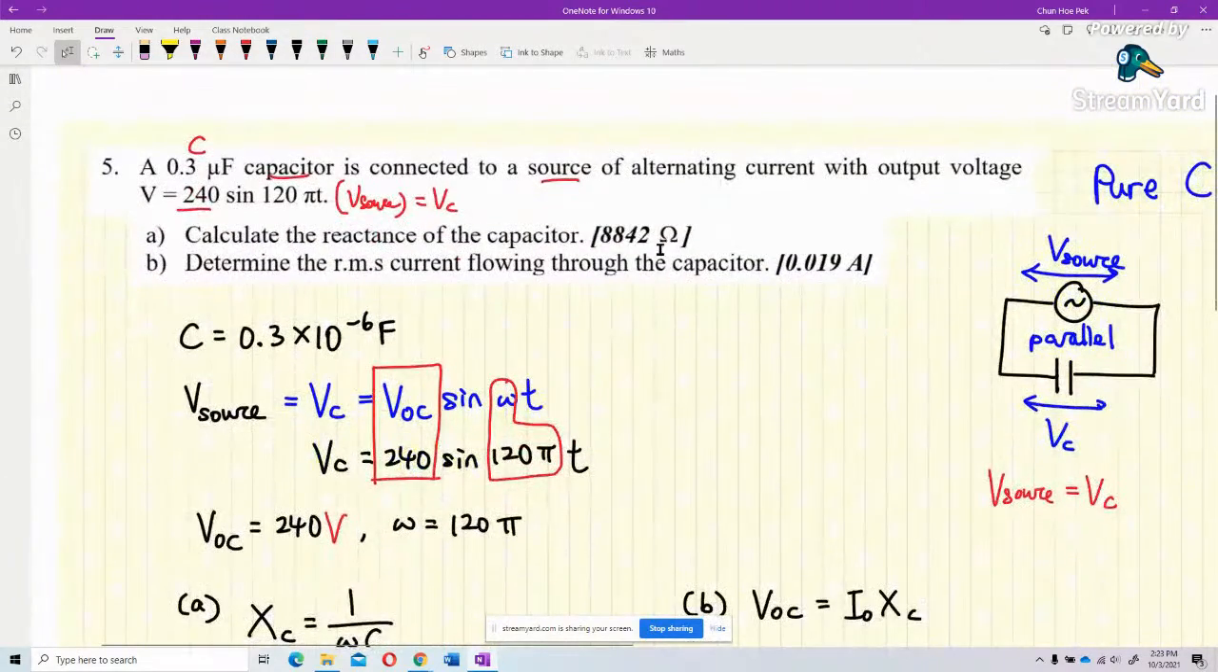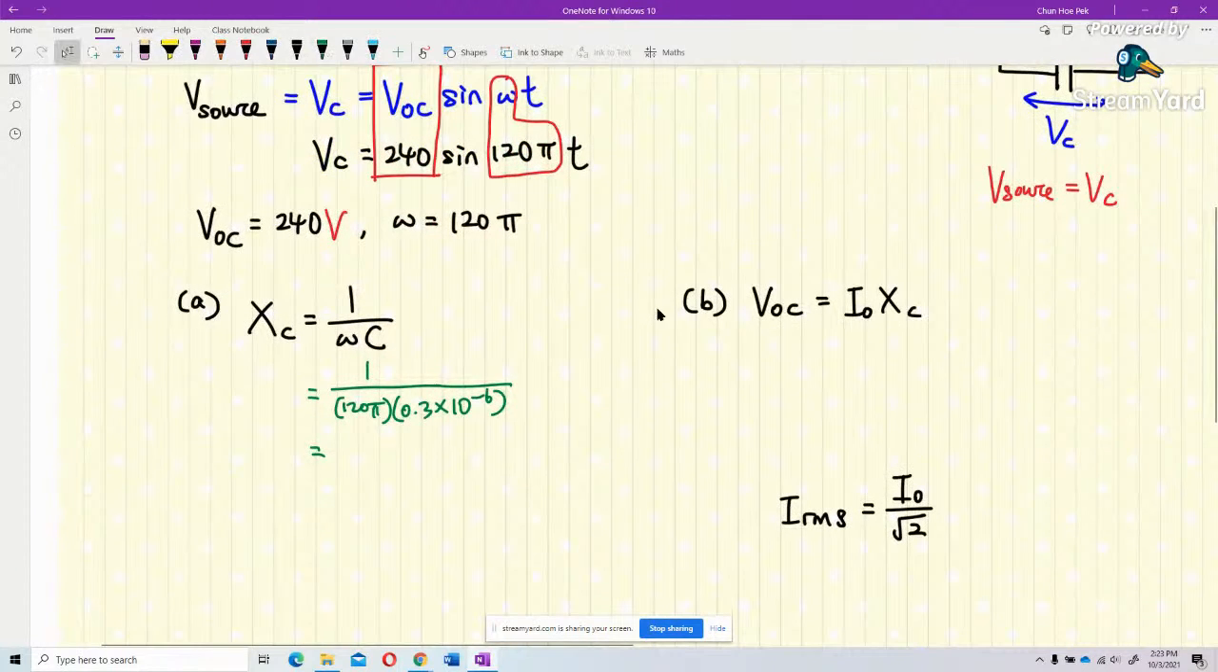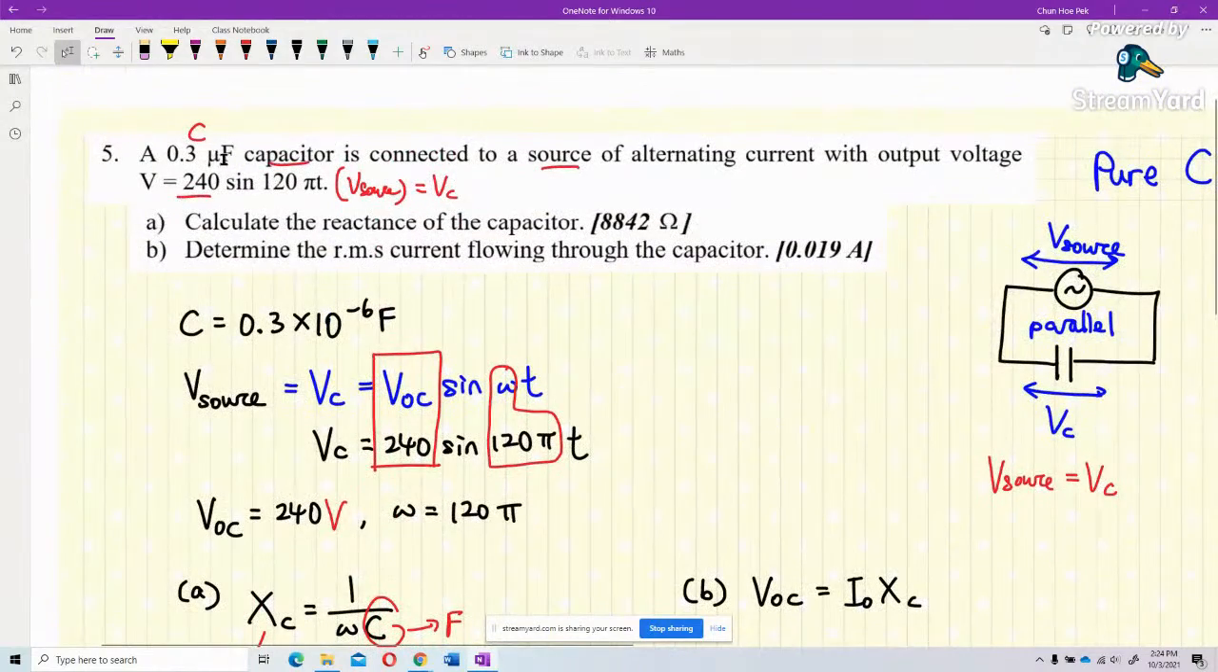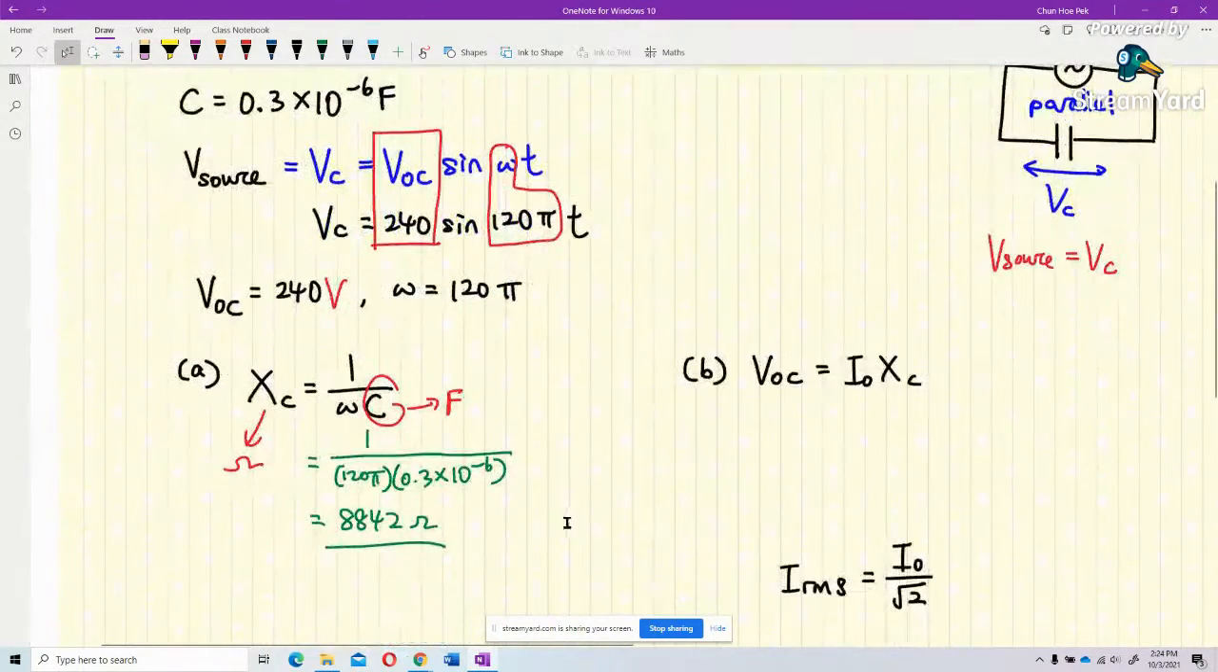I don't have a calculator. You calculate for yourself. It is 8842 ohm. Okay, the unit is ohm. Not farad. Farad is for capacitance; this capacitor is in farad. This is ohm. Don't mix up.